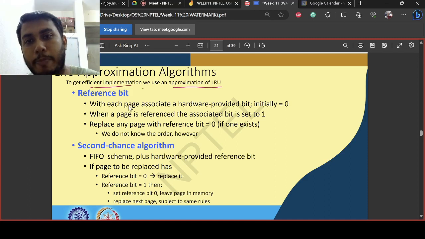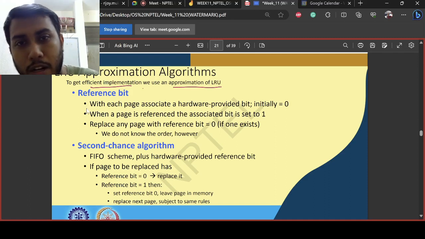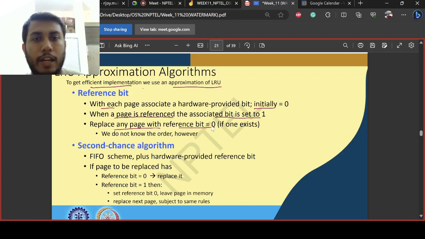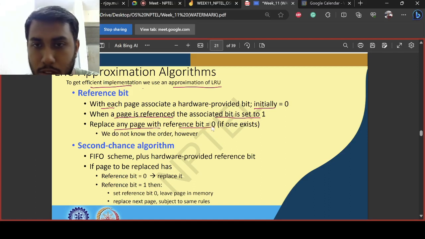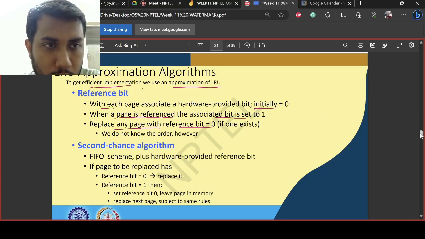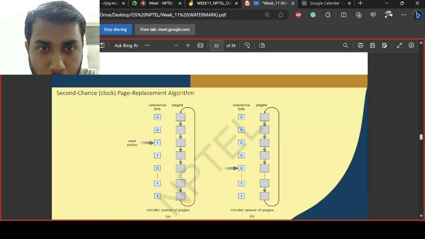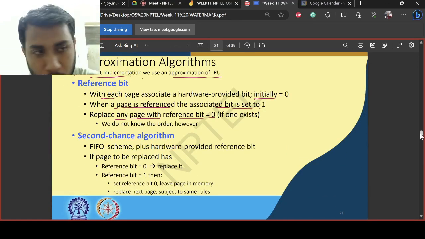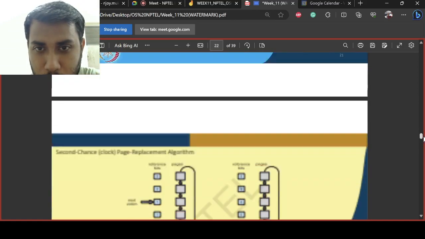So, reference bit: each page is associated with a hardware-provided bit, initially 0. When a page is referenced, the associated bit is set to 1. Replace any page with reference bit 0, if any exists. Okay, so basically it is something like this. Let me see, there are examples. Yeah, we'll do it. So let's look at and do it first. Then we will go.